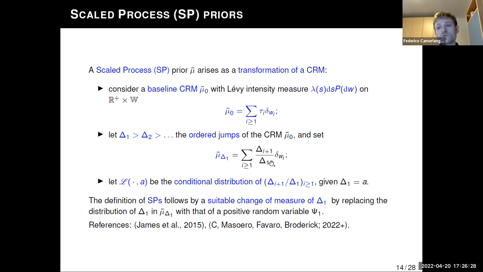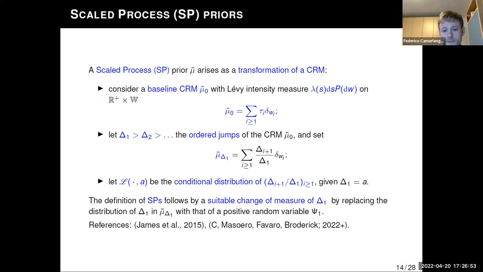So in other words, you change the distribution of the largest jump delta one with a new distribution, and you replace the distribution of delta one with the distribution of a new random variable called C1. This is the idea. And this construction is very similar to the construction of Poisson-Kinman models. I will come back to this later.